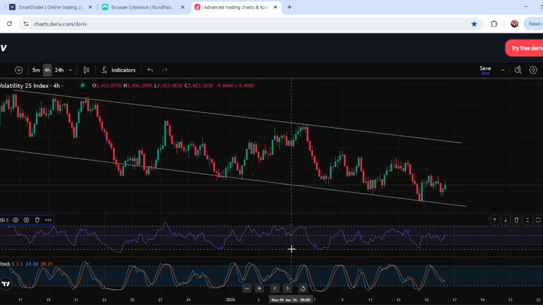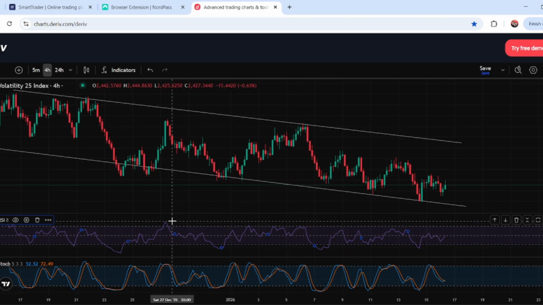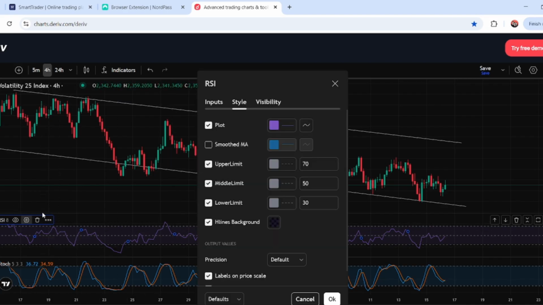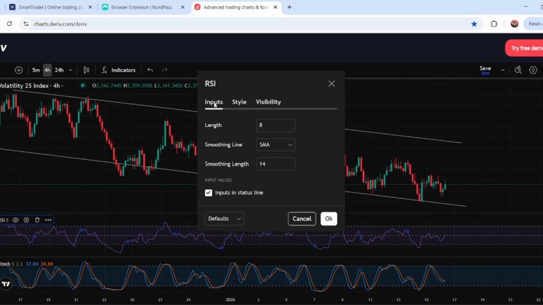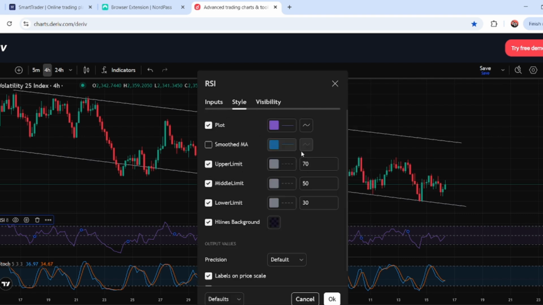So when the RSI is touching these levels, I don't know if I got these levels quite right. The levels should be 50. Okay, let me check. Let me adjust it to 80 and 20. Let me still confirm here on my device. Okay, 80 and 20 is good.